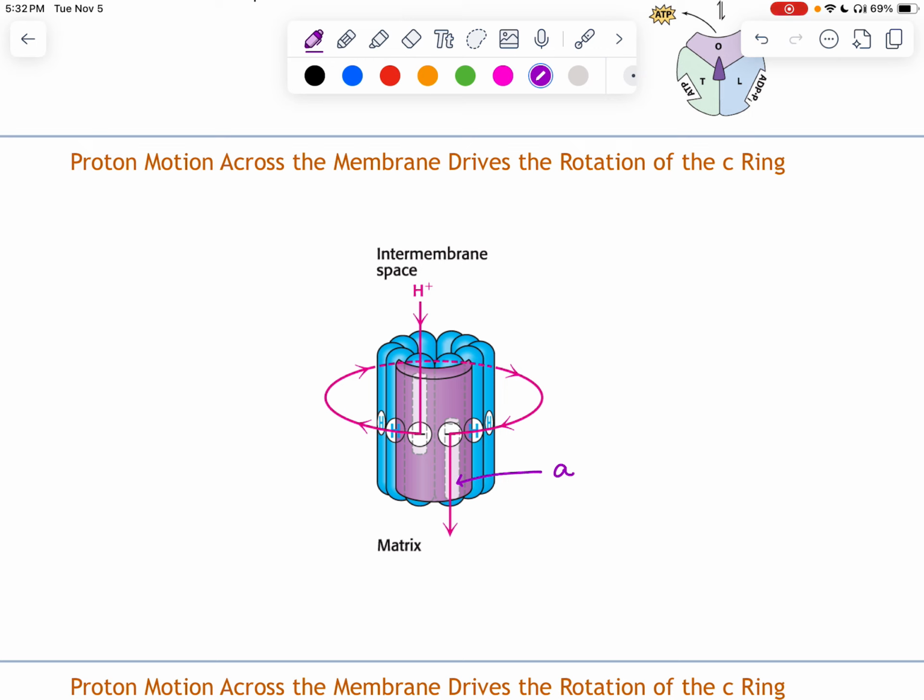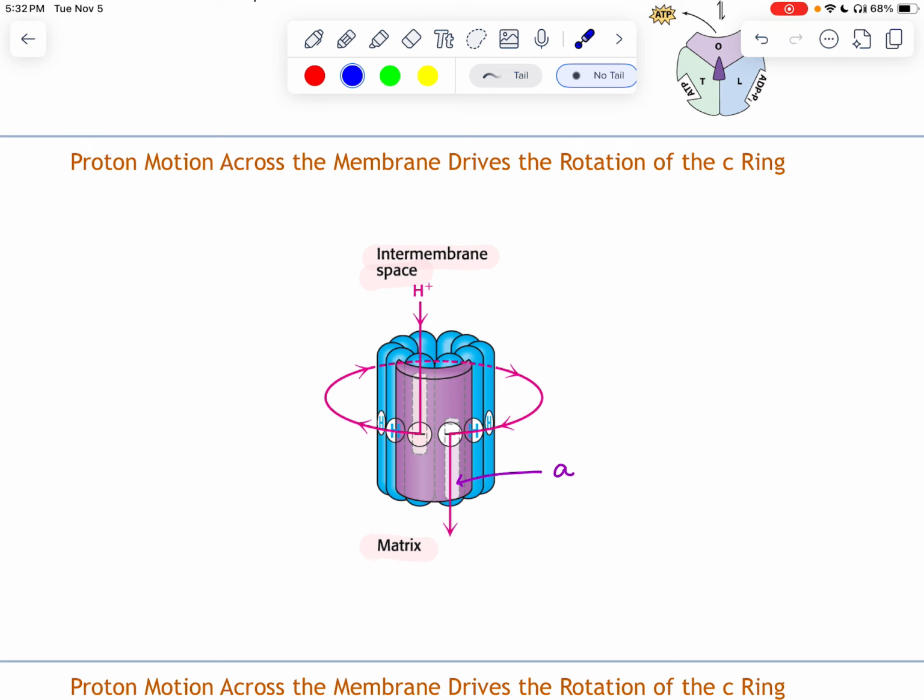Notice at the top we're in the inner membrane space. At the bottom we're in the matrix. And protons can come in through this water channel here. Let's just point that out. So here's this channel, but it only goes halfway through that A subunit. And then we've got another water channel over here that only goes halfway through, but is open to the matrix instead of the intermembrane space.